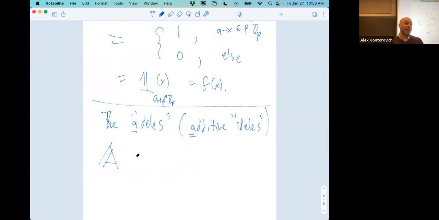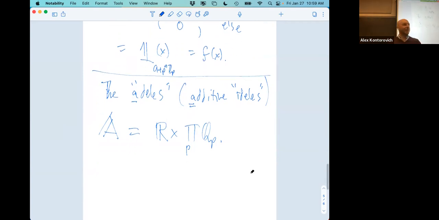The Adeles: we have all these embeddings of Q into the real numbers and all the Q_p. The naive thing to do is, well, let's just multiply them all together. R cross the product over all primes of Q_p. These are just infinite sequences. We'll take the direct product of these nice locally compact spaces, and let's see if we can make sense of this.